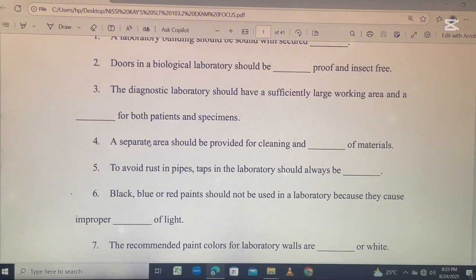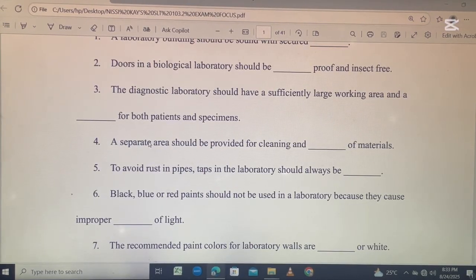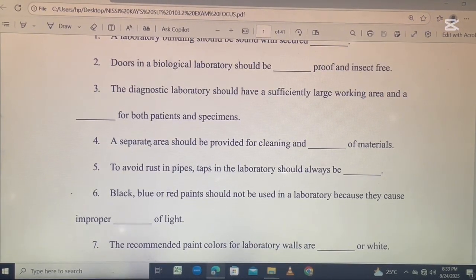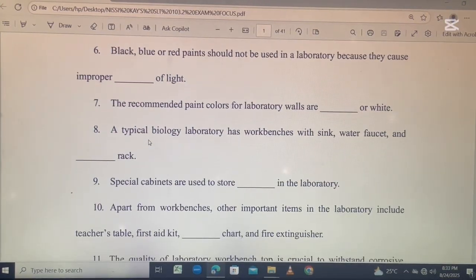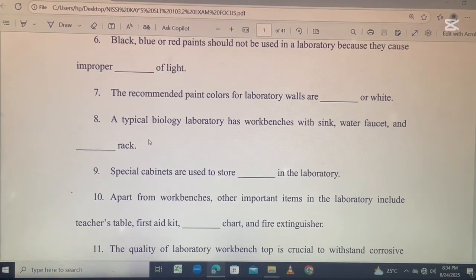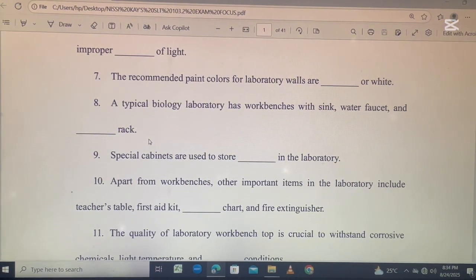The next thing: black, blue, or red pen should be used in a laboratory because they cause improper illumination of light. The word is should not be used. So those colors should not be used in the laboratory because of improper illumination of light. The recommended paint colors for laboratory walls are yellow or white. A typical biological laboratory has workbenches with sink, water faucets, and dash rack. The answer is reagent rack.